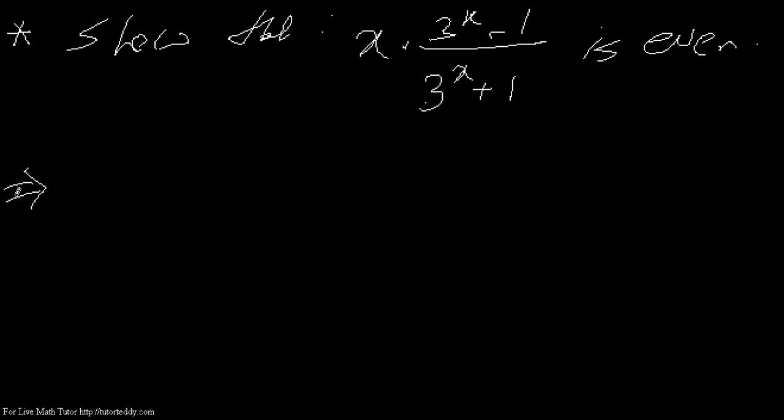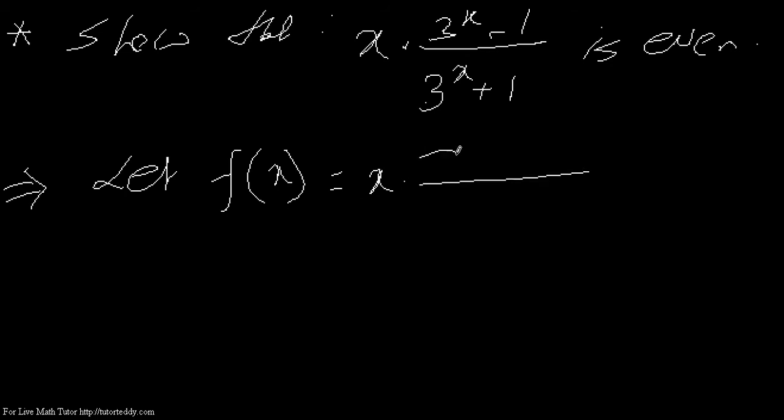Let's take it as a function. That means let f(x), that is function of x, equal x into (3 to the power x minus 1) over (3 to the power x plus 1). Therefore, we can say f of minus x is what?